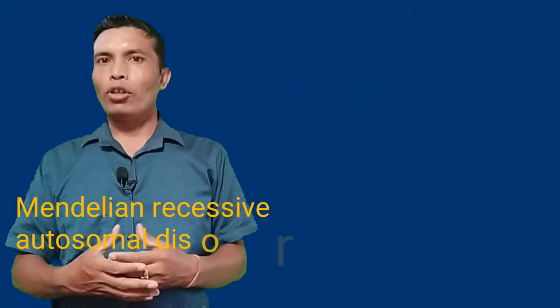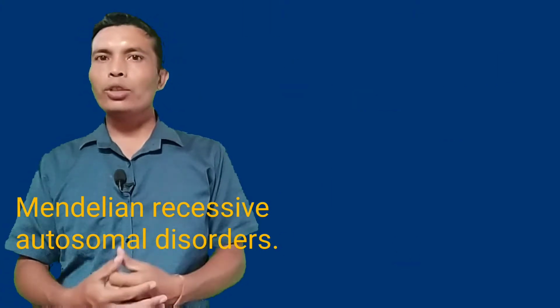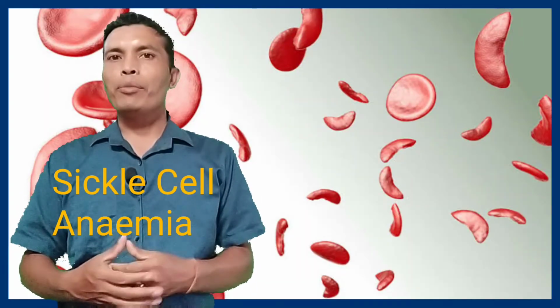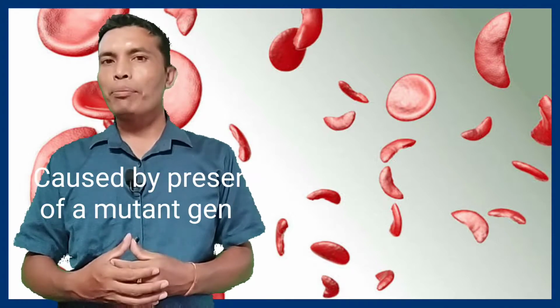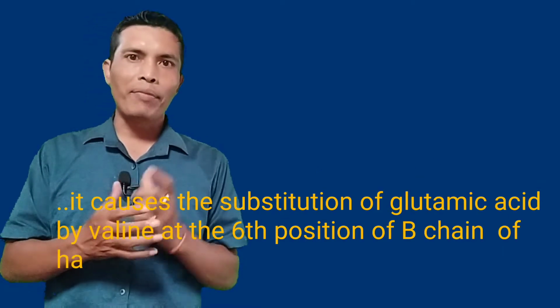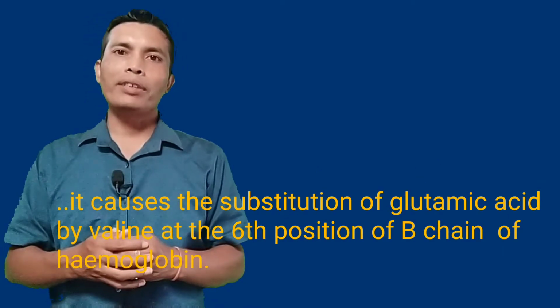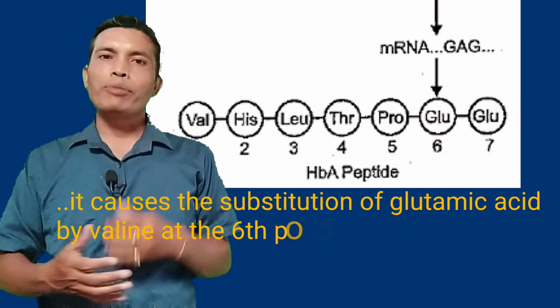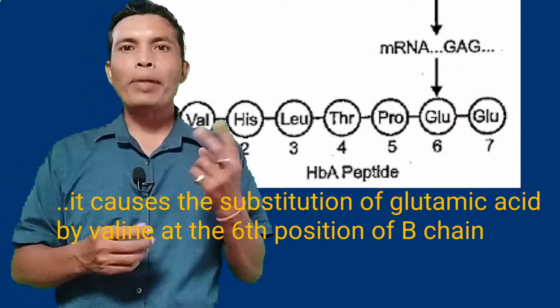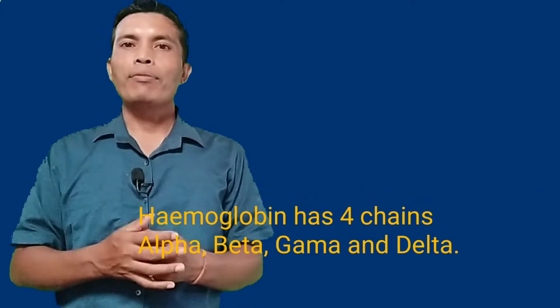Okay, now let's have some recessive autosomal Mendelian disorders. Firstly, sickle cell anemia. It is caused by a mutant recessive allele on chromosome number 11. The mutant gene causes the substitution of glutamic acid by valine at the 6th position of the beta globin chain of hemoglobin. Hemoglobin has 4 chains, 2 beta chains and 2 alpha chains.